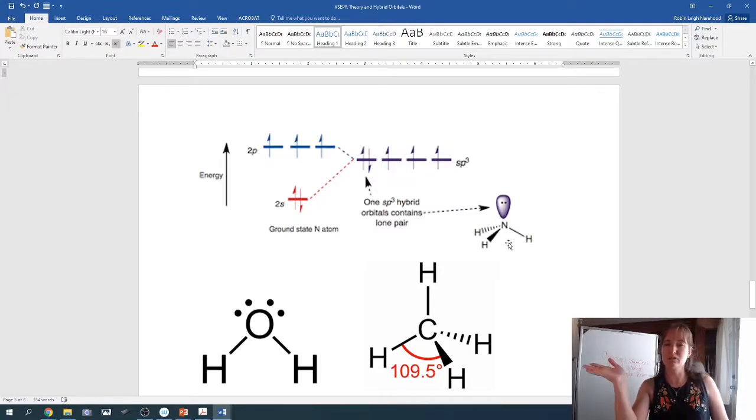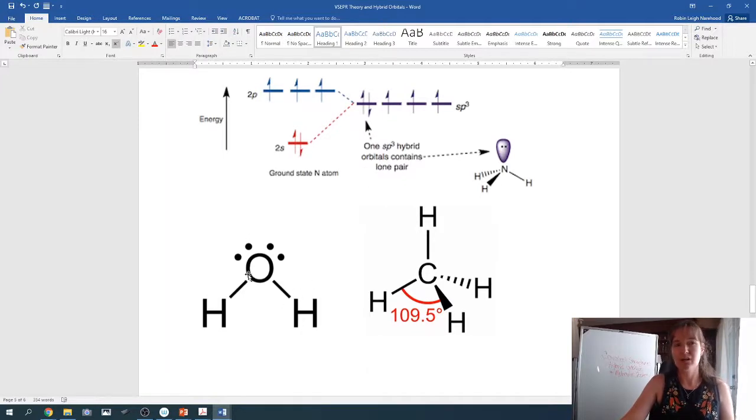So hydrogen has 1 electron, the nitrogen has 1 electron. The new orbitals overlap with hydrogen's orbital to create that covalent bond, and so then you end up having a pair of electrons between it. This is a lone pair though, but it is in a hybrid orbital.